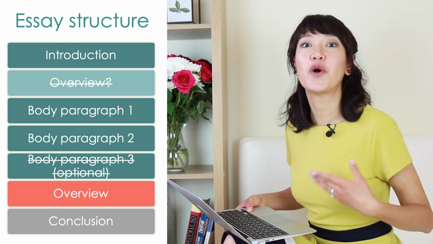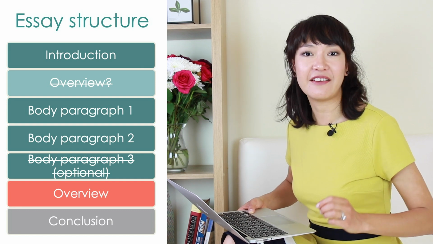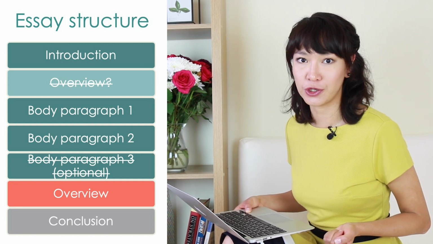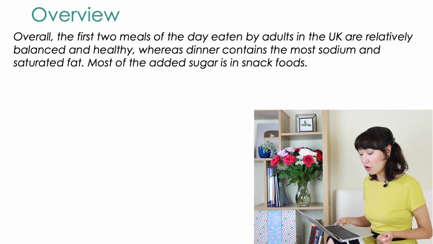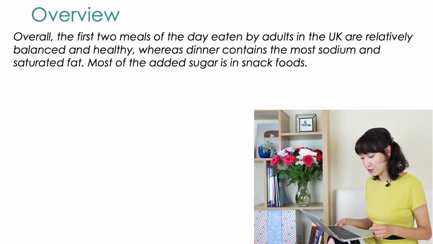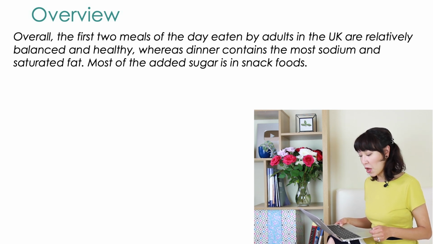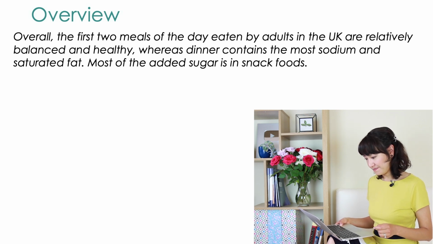Let me show you my overview. That's where I give this broad picture and explain what I've learned in 1 or 2 sentences. Overall, the first 2 meals of the day eaten by adults in the UK are relatively balanced and healthy, whereas dinner contains the most sodium and saturated fat. Most of the added sugar is in snack foods.